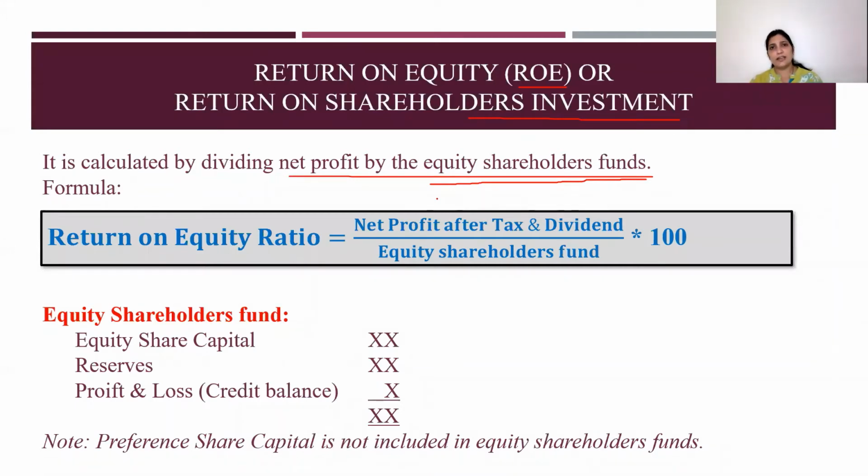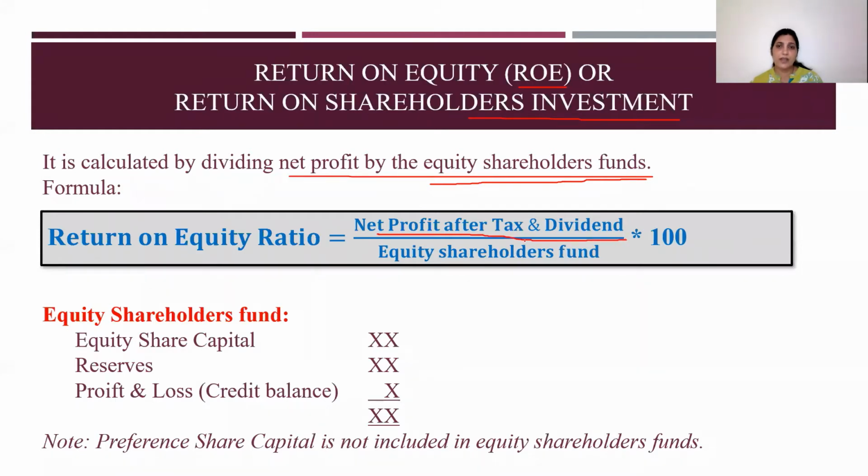This is only equity shareholders fund, so no preference shares to be included here. Whatever formula you write, be very careful what it is, whether it is only equity shareholders or also shareholder fund. So return on equity ratio is equal to net profit after tax and dividends.